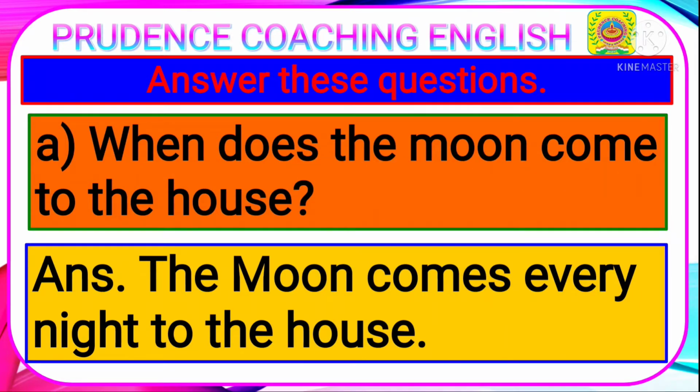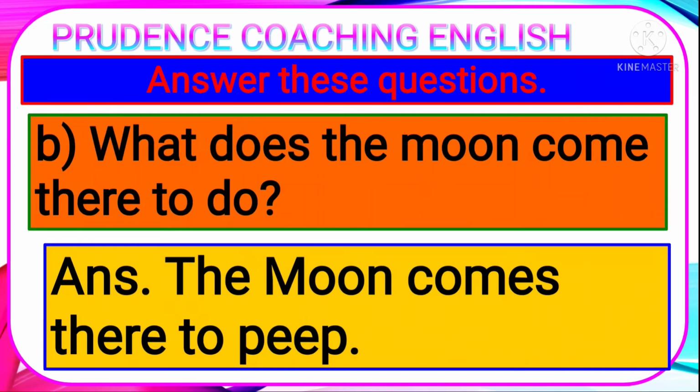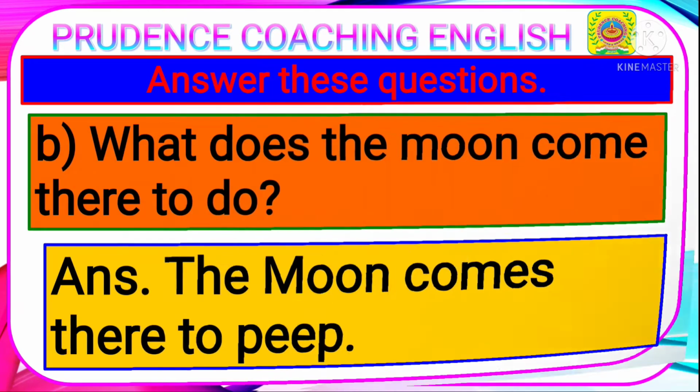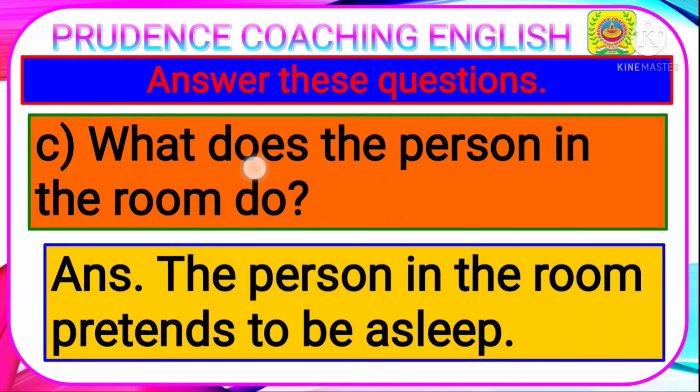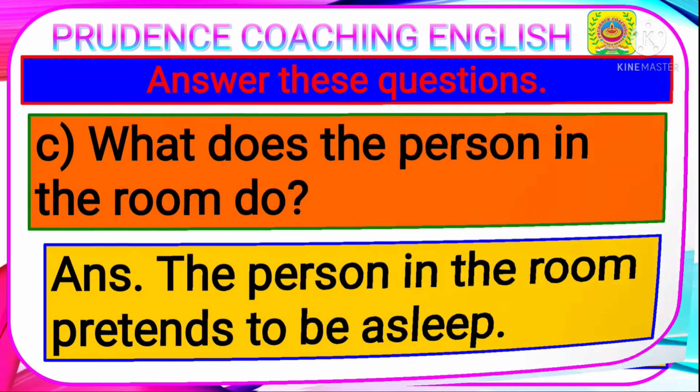When does the moon come to the house? Answer. The moon comes every night to the house. Next question. What does the moon come there to do? Answer. The moon comes there to peep. Next question. What does the person in the room do? Answer. The person in the room pretends to be asleep.